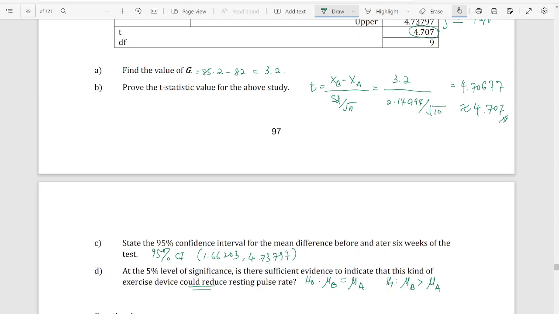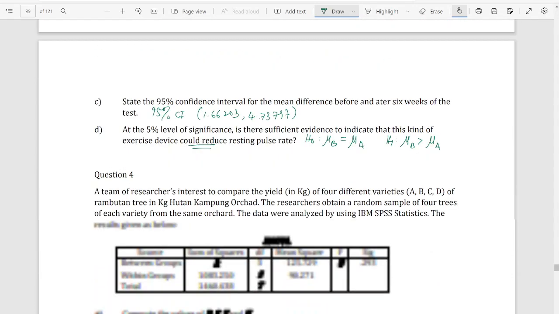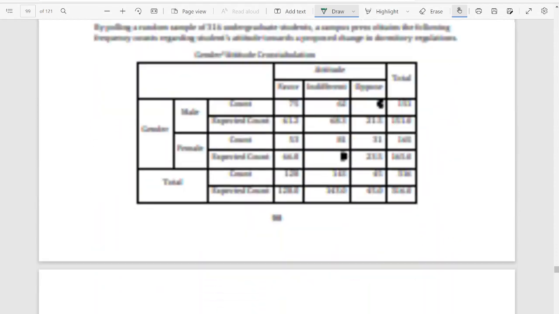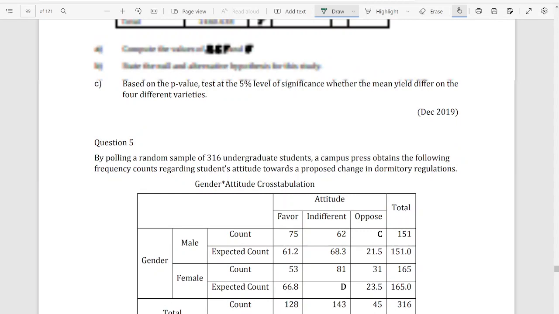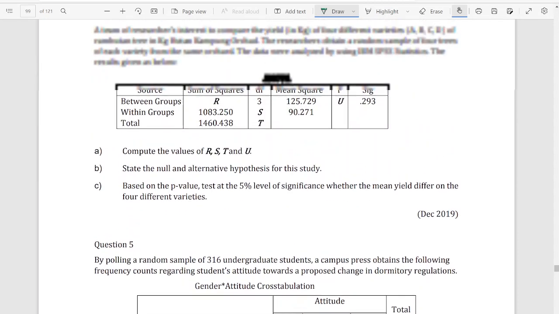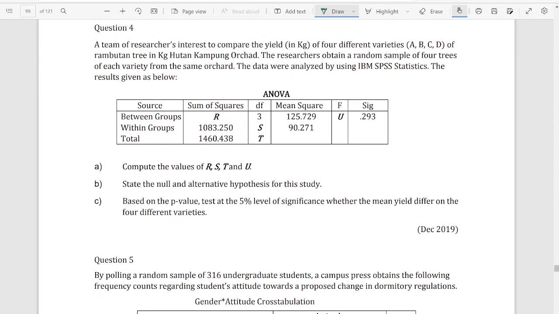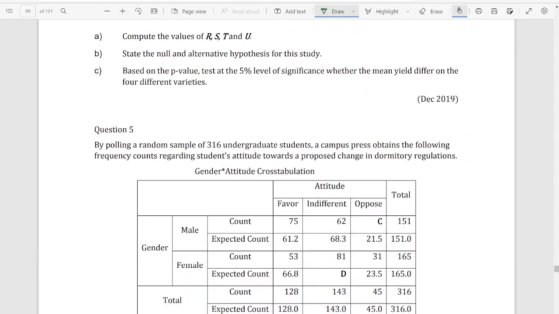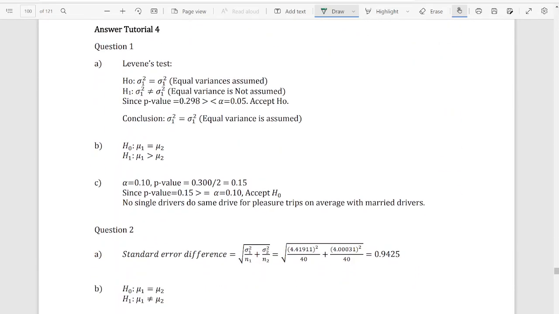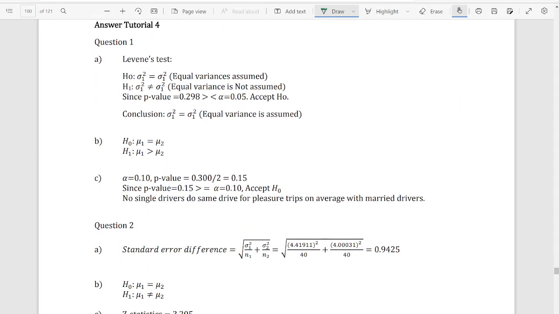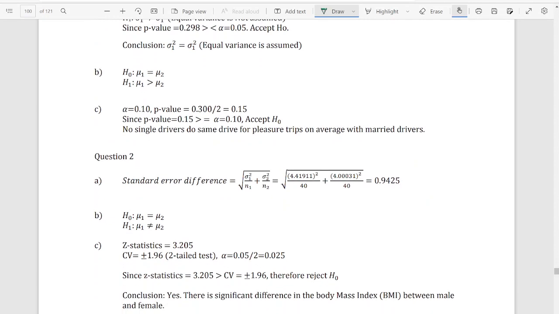Any questions? Okay, the others you can try yourselves. For question number 4, I want you all to try it yourselves, and you can check the answers. The answers are here already. Question number 4 is the ANOVA. Okay, this one is ANOVA. And then question number 5 is the chi-square test of statistic, and you can look at the answers here. Okay, this is how you write down the answers.